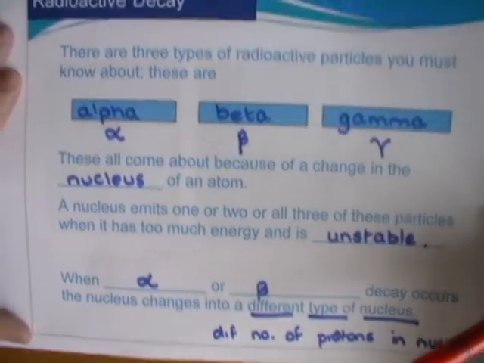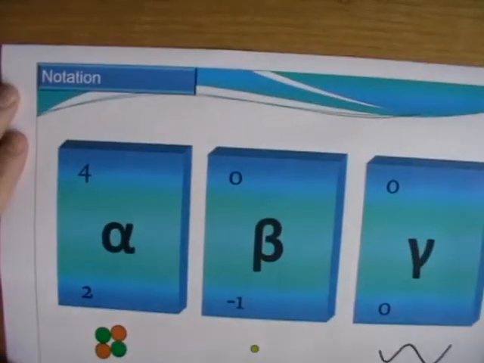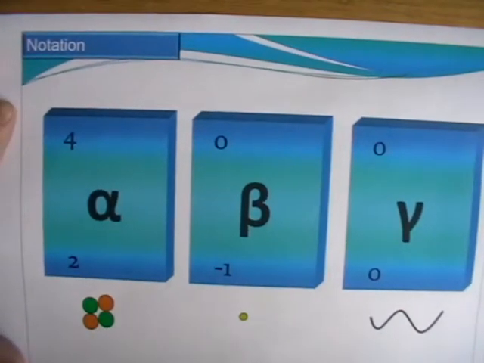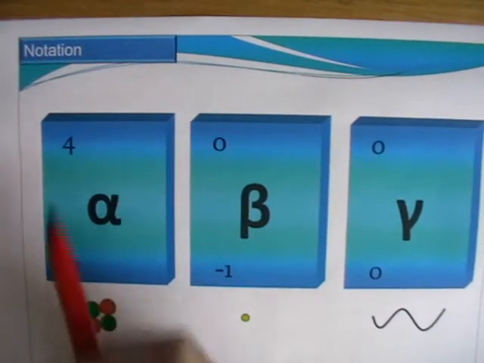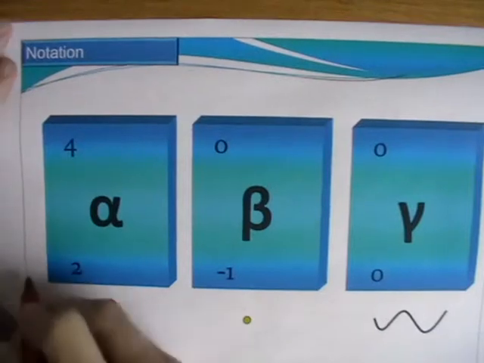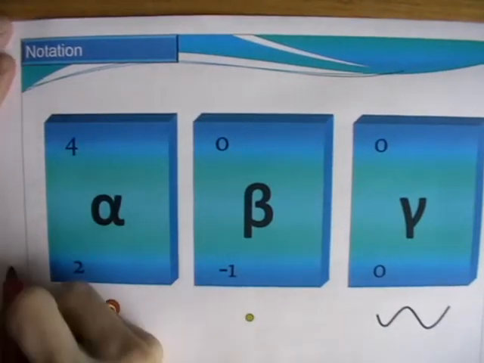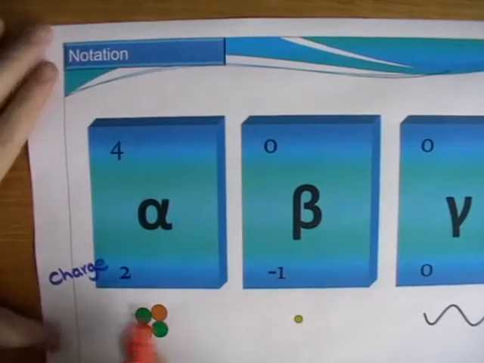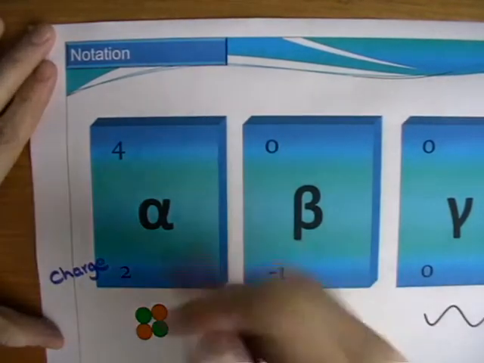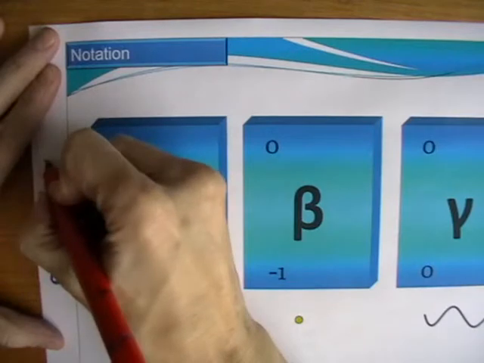And then the last slide in this little part is the notation of the 3 particles. These aren't atomic numbers or atomic mass numbers. They're notations which indicate the charge. The bottom number indicates the charge of the particular particle, and the number at the top indicates the mass of it.